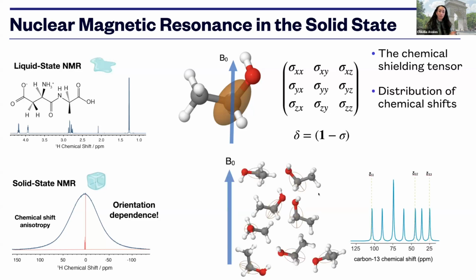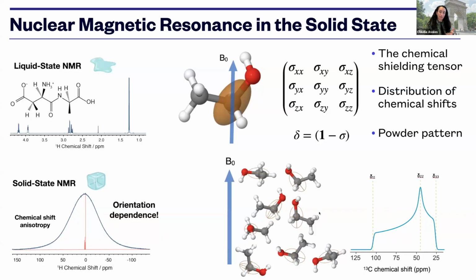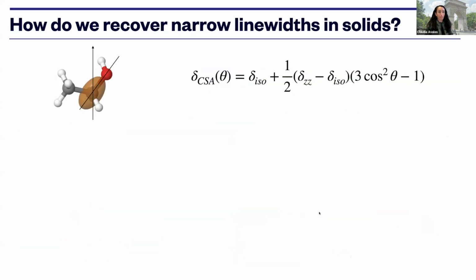We can have a distribution of chemical shifts when we have a lot of different orientations in a powder-like system, where each of these shifts represents the projection of the field on one of the principal axes. And if we have an ensemble, we then have a powder pattern. So how do we recover narrow line widths in solids?